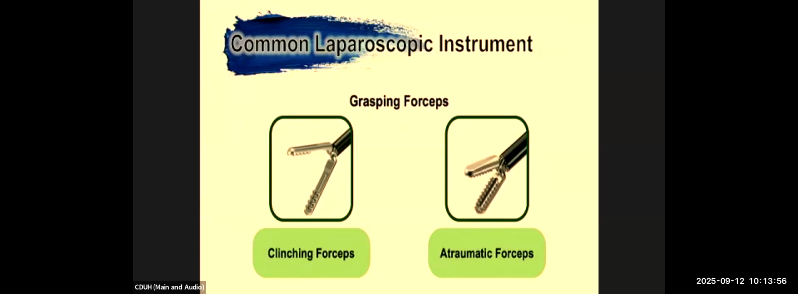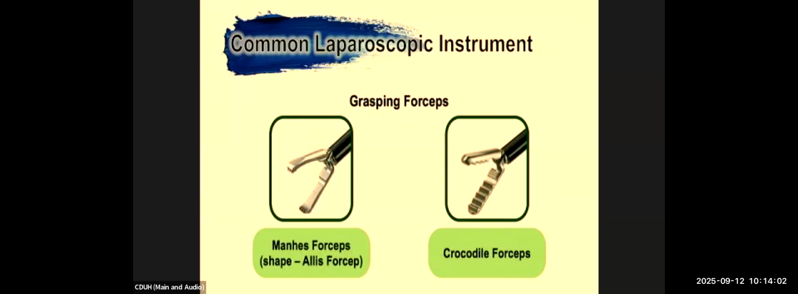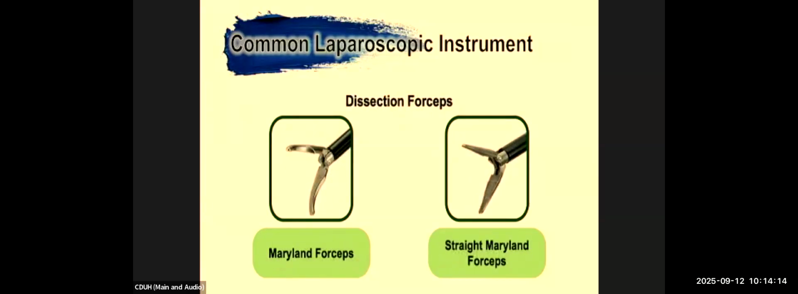Next, these are all the grasping forceps, which the first one is called clinching forceps. Second one, atraumatic forceps. Next one, this is the Metis forceps, which actually looks like our usual Allis forceps that you use in your open surgery. Next one, this one is called the crocodile forceps.